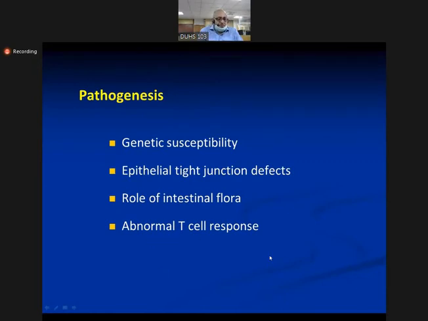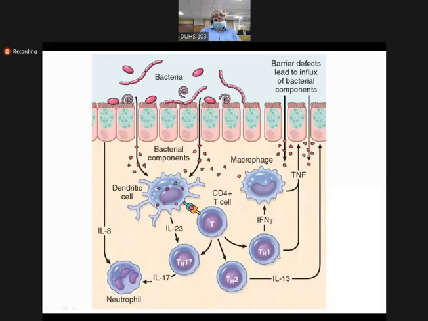Abnormal T cell response may be shown in the next diagram. Now here you can see this whole picture, or the diagram, is from your book, Pathologic Basis of Disease by Robbins and Cotran.